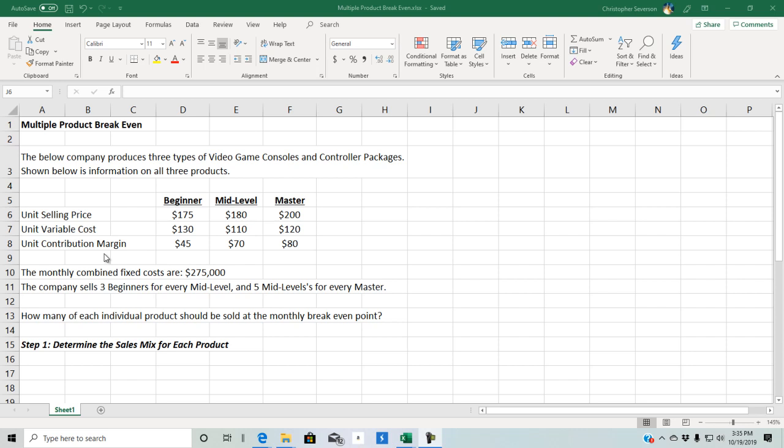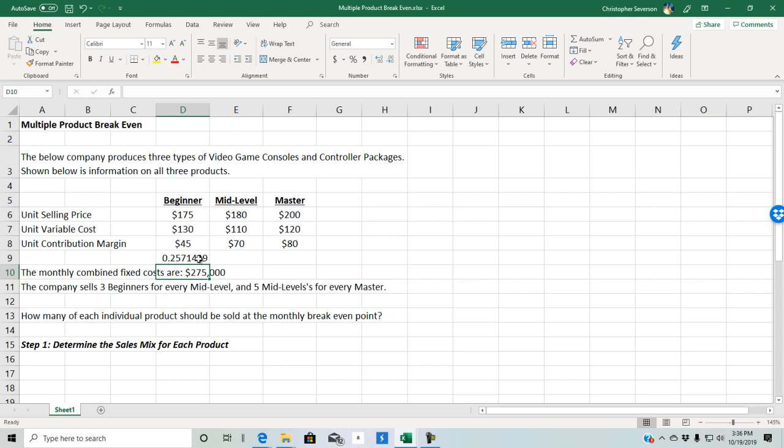and we would instead need to get a unit contribution margin ratio. And that is just the contribution margin, whether it's an individual amount or a total amount, divided by the sales, again, whether it's unit or total. So just as a quick calculation there, if I took 45 divided by 175, this particular unit has a contribution margin ratio of 25.7%.